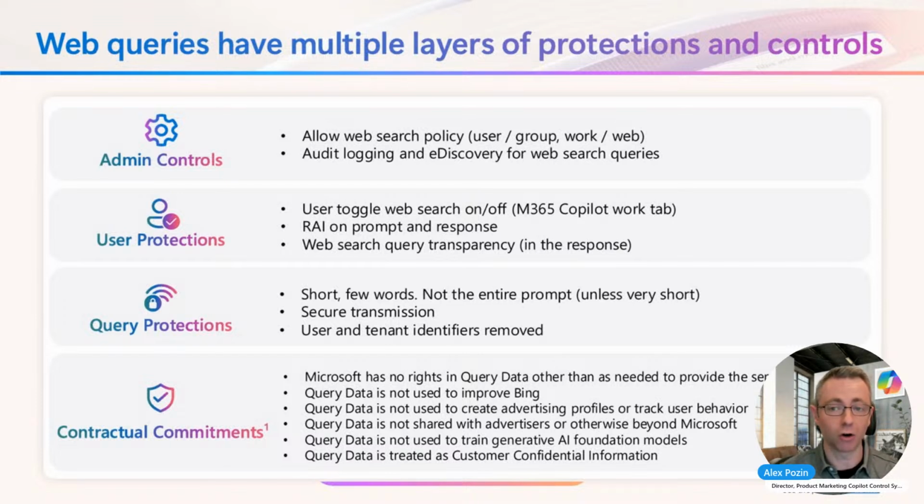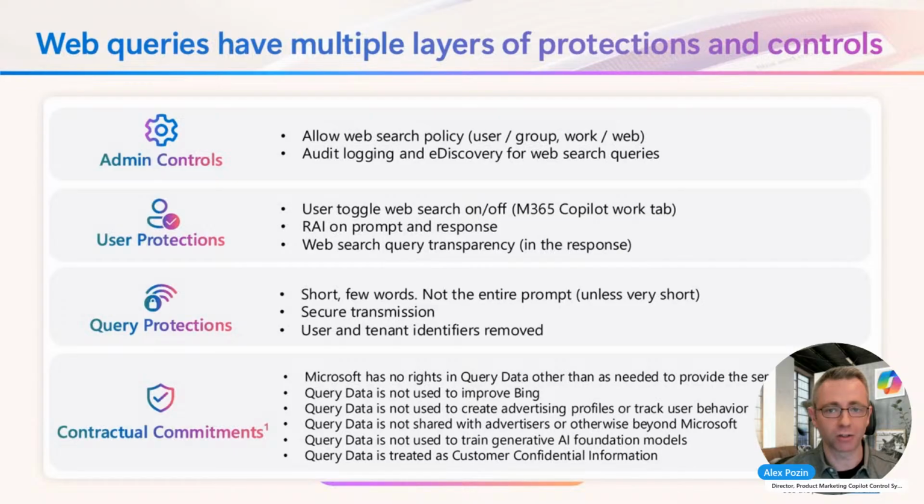Now, users themselves are also protected as part of this flow. M365 Copilot Work tab has a toggle that allows the user to turn web search on or off in case they want to keep the prompt separate and not create a query. There's also RAI, responsible AI, built onto the prompt and response. And a lot of that comes even with the large language model itself. So certain terms or certain phrases or certain words will be rejected. You will not even get a response in those. And you can play around with those, but that's one of the levels of protection that's built in. And then there's the transparency built into the process itself. This allows the users to learn what kind of queries are created when users type in different prompts.